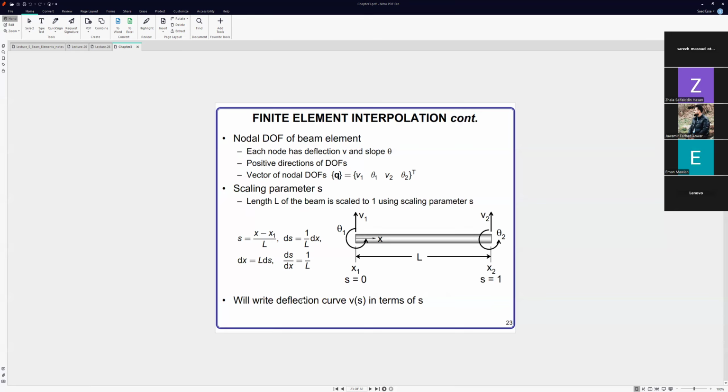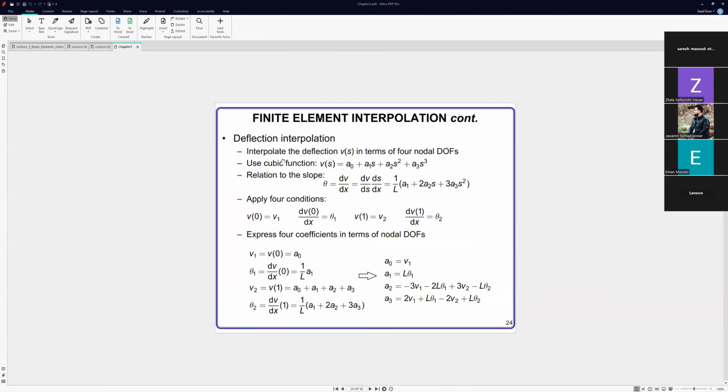We will write the deflection curve in terms of s, from s equal to 0 to s equal to 1, the maximum. The length L of the beam is scaled to 1 using the scaling parameter s. So even if you have 10, 20, or 15, we will say just 1, from 0 to 1. Interpolate the deflection in terms of the nodal degrees of freedom using a cubic function: a naught plus a1 s plus a2 s squared plus a3 s cubed.